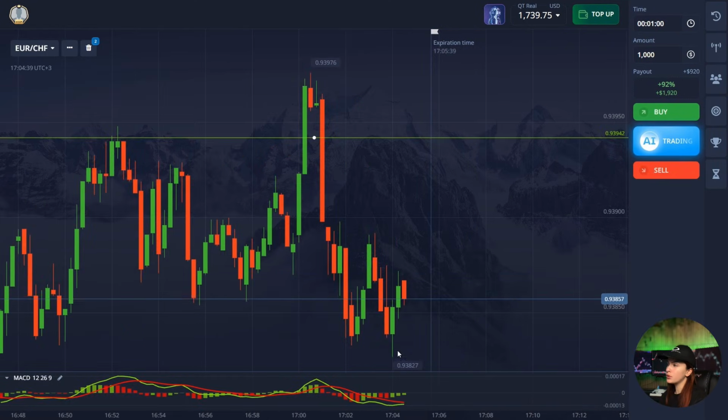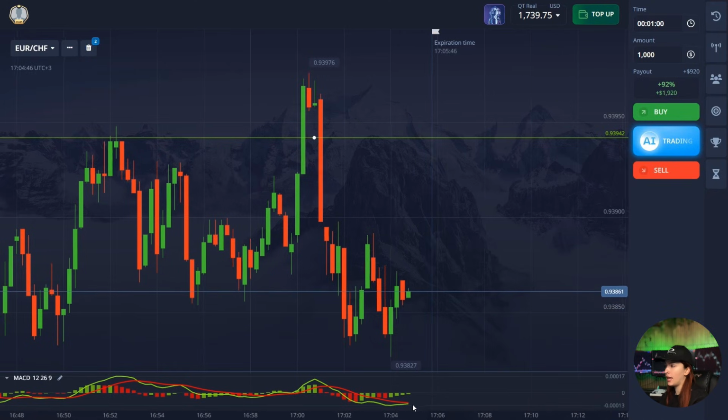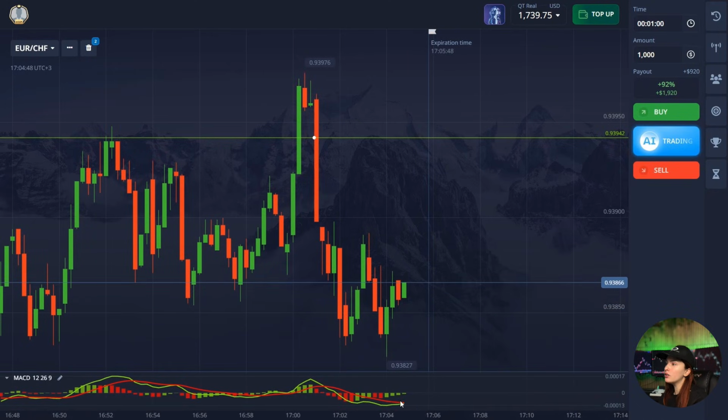So as you can see here, the price starts to move up, and on the indicator we see a green histogram and the moving averages connect. Therefore, we are opening a deal to increase, and I think that the price will approach the resistance level, which is still a long way away.